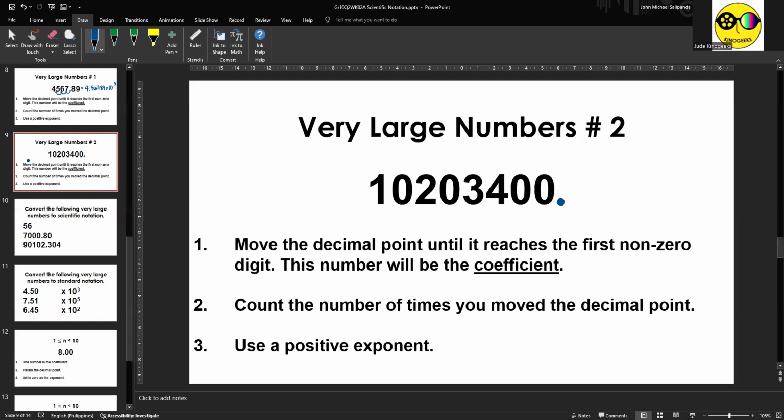So using the same rules we had in the previous example, we have to move the decimal point 1, 2, 3, 4, 5, 6, 7. Because remember, 1 is our first non-zero digit, and the decimal point has to be between 1 and the first zero. So our coefficient is 1.0203400 and then times 10. We move it 7 times, and that's it. We have 1.0203400 times 10 to the power of 7.